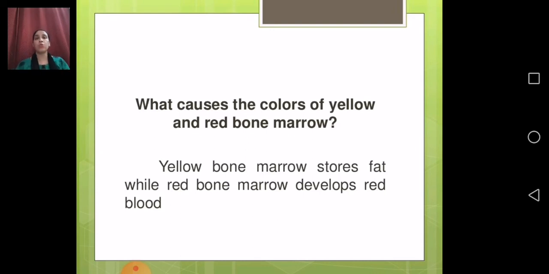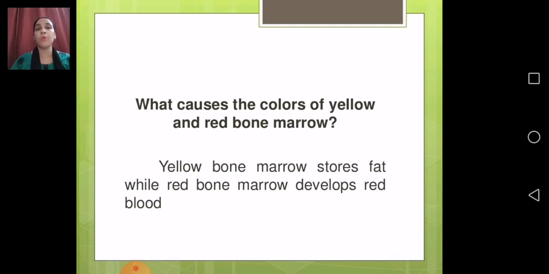Red bone marrow is responsible for forming blood in your body, and yellow bone marrow stores fat. This fat-storing bone marrow works like a cushion-like structure, filling the bone with that material, which is yellow bone marrow.